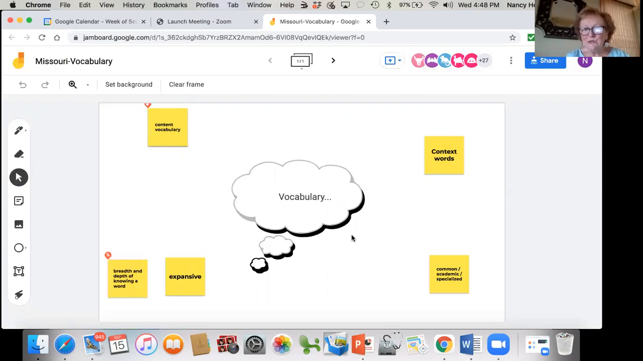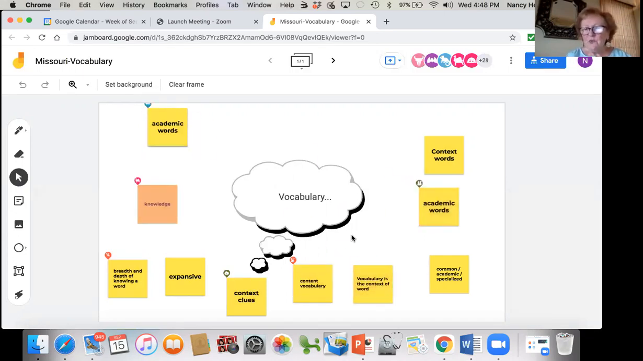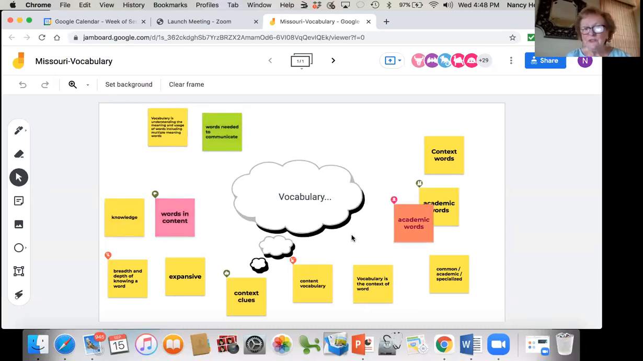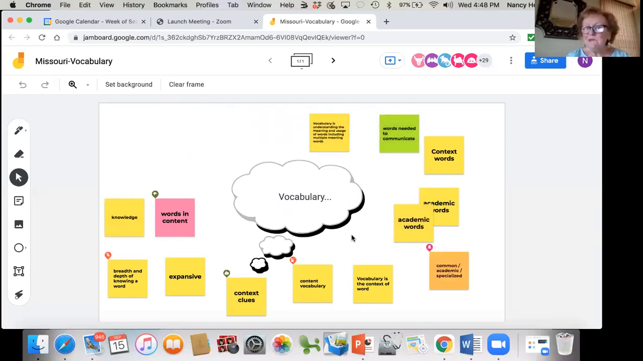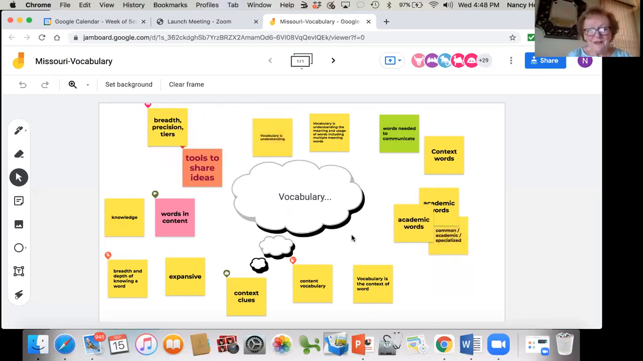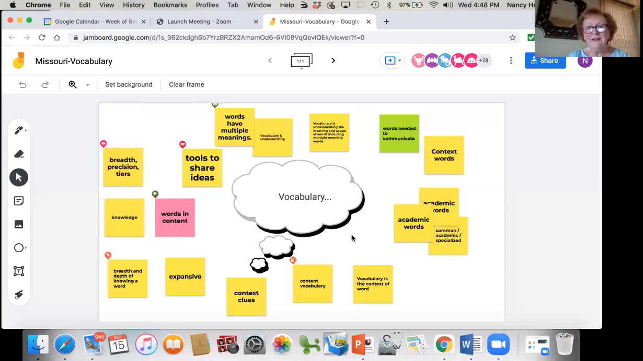Expansive. Context clues. And you're all really fast at doing this. Okay. Content vocabulary. Yes. Vocabulary is the context of the word. Academic words. Yeah. The connection to knowledge. Absolutely. Words needed to communicate. All right. We'll just do this for another maybe 10 or 15 seconds. But very, very nice. Vocabulary is understanding the meaning and usage of words, including multiple meaning. Thank you. All right. Understanding. Yeah. Tools to share ideas. Tiers. All right. Okay. And words have multiple meanings. Wonderful. Yeah. Okay. So these are excellent, excellent responses.